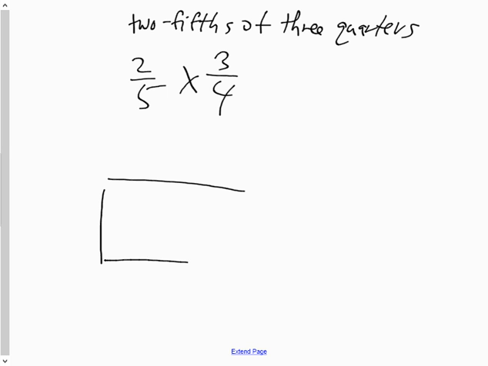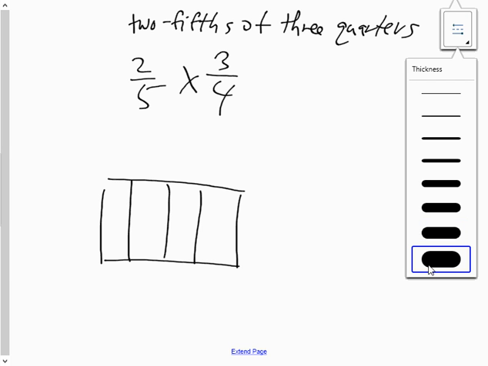I'll draw my 3/4. I wish I had a bigger marker. I wonder if I could change the size of my marker. Yes, I can. I can go actually bigger. Look at that. So 3/4. Well, that's much better. That is 3/4.